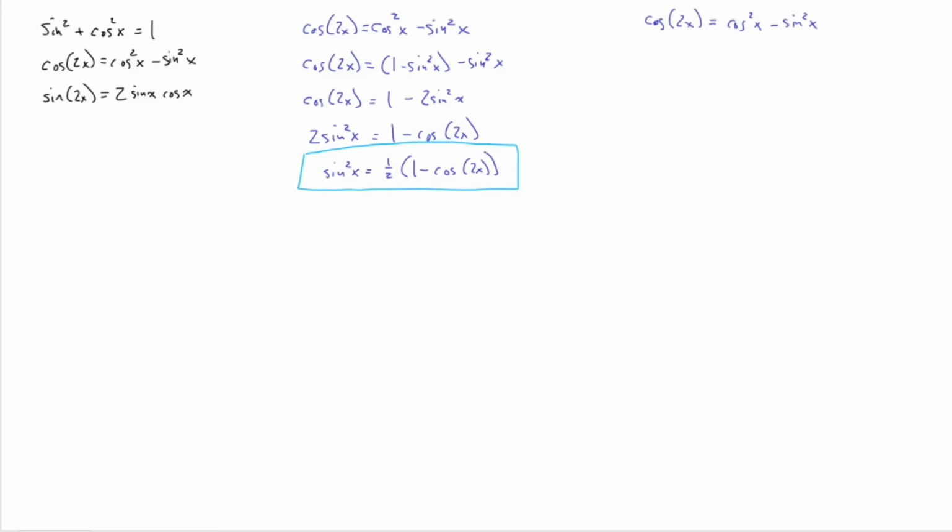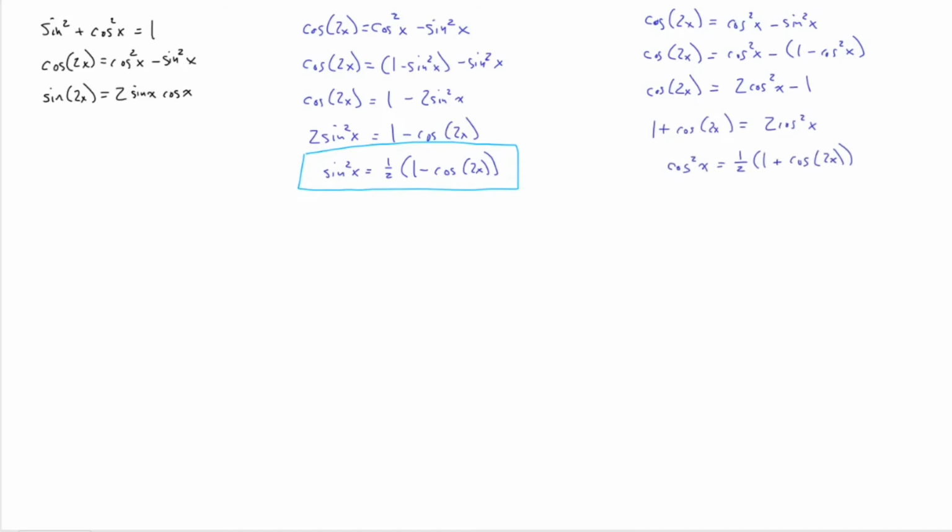Start again with that second trig identity that the cosine of 2x is cosine squared x minus sine squared x. But this time, instead of replacing cosine squared x using the first identity, let's replace sine squared x, so that the cosine of 2x is the cosine squared x minus the quantity 1 minus the cosine squared x. Again, we do a little bit of algebra and solve for the cosine squared x, and we get the cosine squared x is equal to 1/2 times 1 plus the cosine of 2x. That's the other important trig identity related to integrating even powers of sine and cosine.